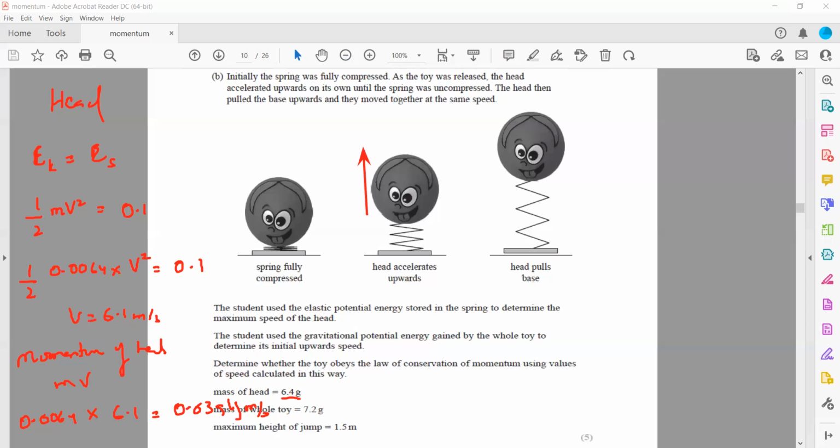Now the momentum of the whole toy, as the whole toy is lifted to a height of 1.5 meter. We assume there is no loss of energy, so the kinetic energy will be equal to the potential energy. Kinetic energy is again half mv squared, and the potential energy is mgh. So m will cancel with m, and v squared equals 2gh. Or we can substitute the mass of the whole toy here, as we already have the mass.